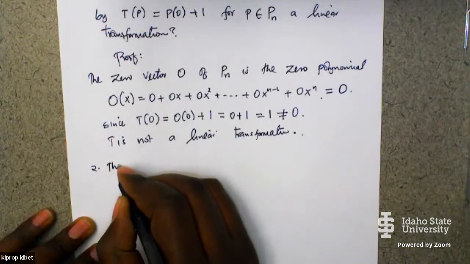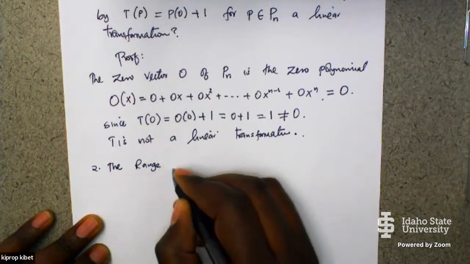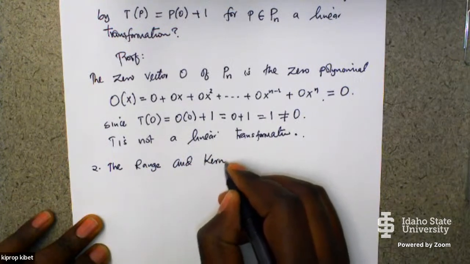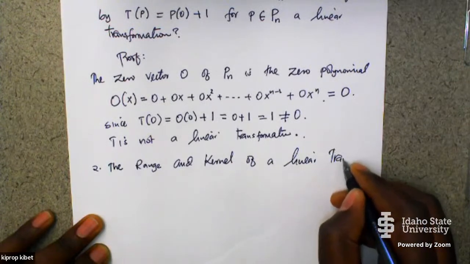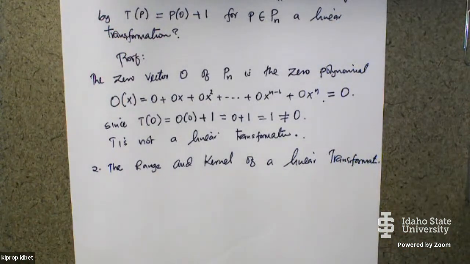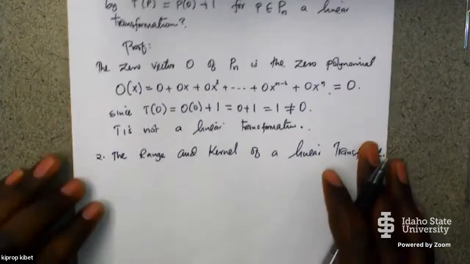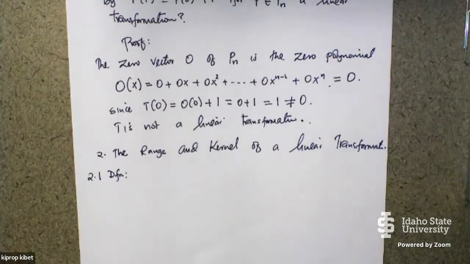And we have looked at this, the range and kernel of a linear transformation. We have actually seen this one in the previous section. So let's see how we can get the range and kernel of a linear transformation. So let's start with definition 2.1, and we already defined this one last time.